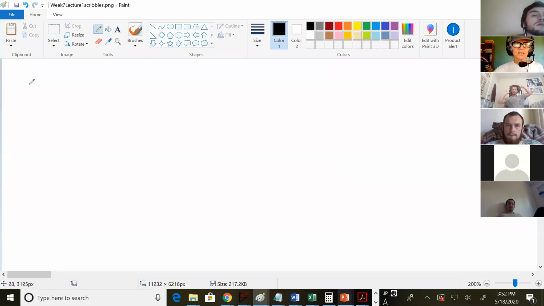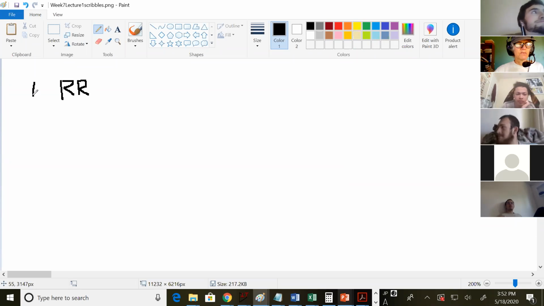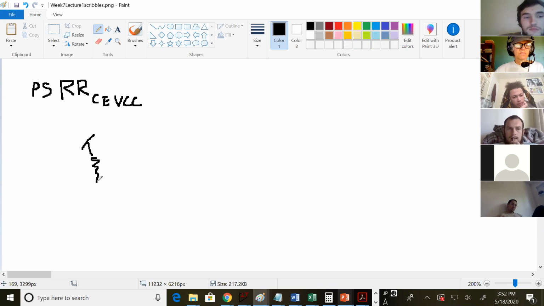Nope. Okay. So power supply, whoops, I already made an R, so we'll make that R. Power supply rejection ratio for a common emitter from VCC. So got this.